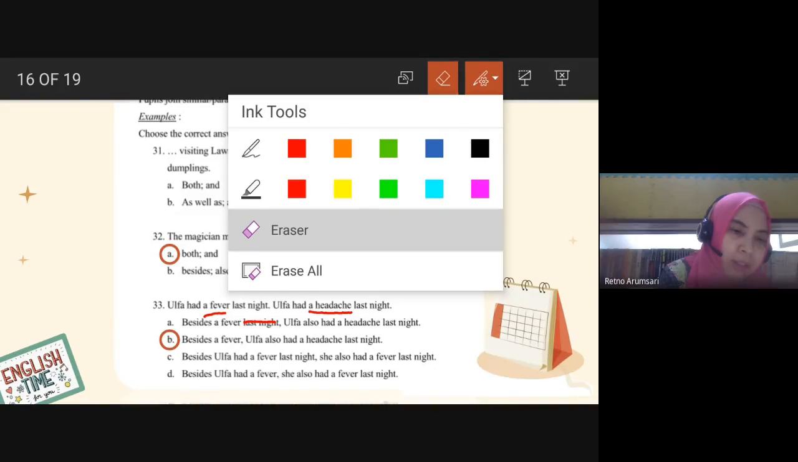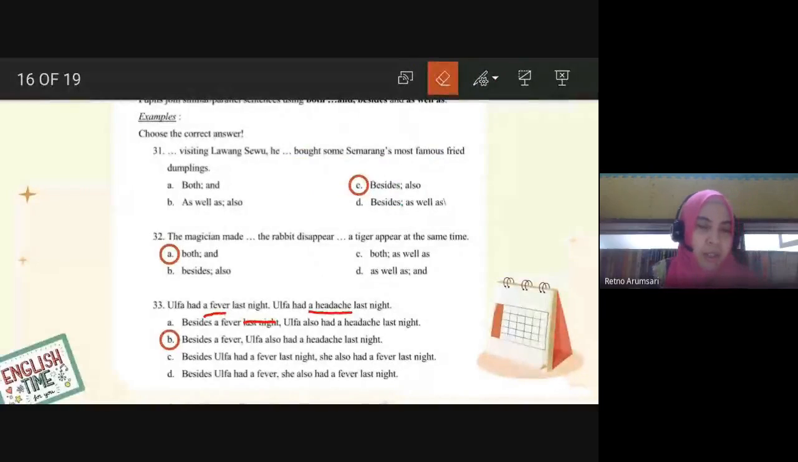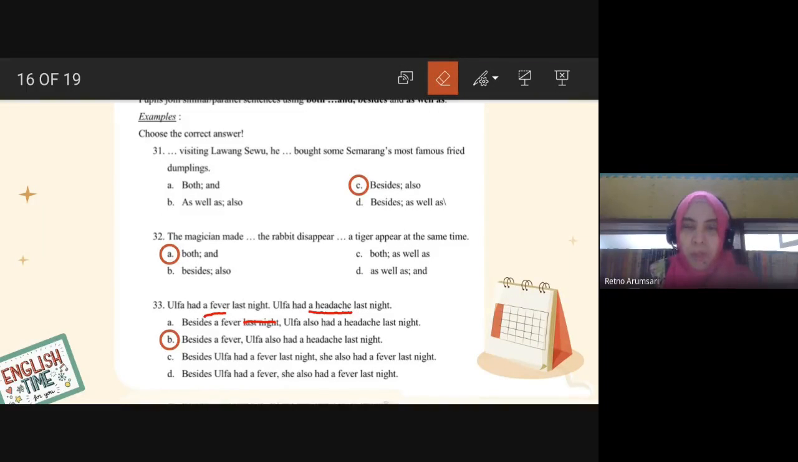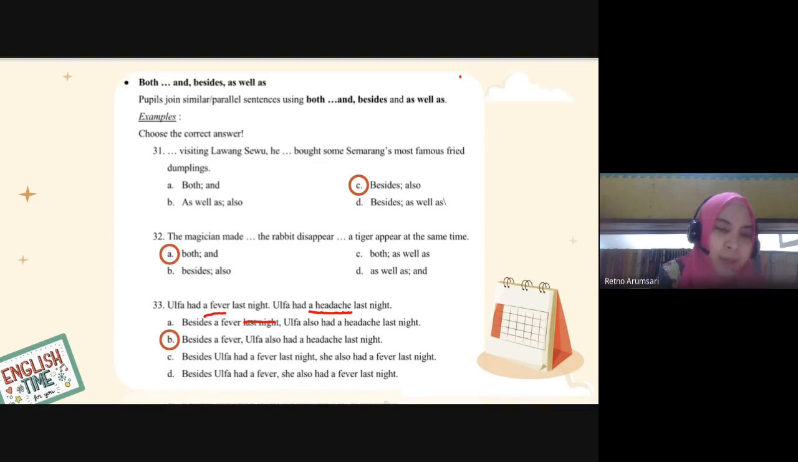Okay. So the answer is B, yeah, guys. B. So you only add the first difference after besides, and then the comma. Okay, 6C. Now let's move on to number 34.